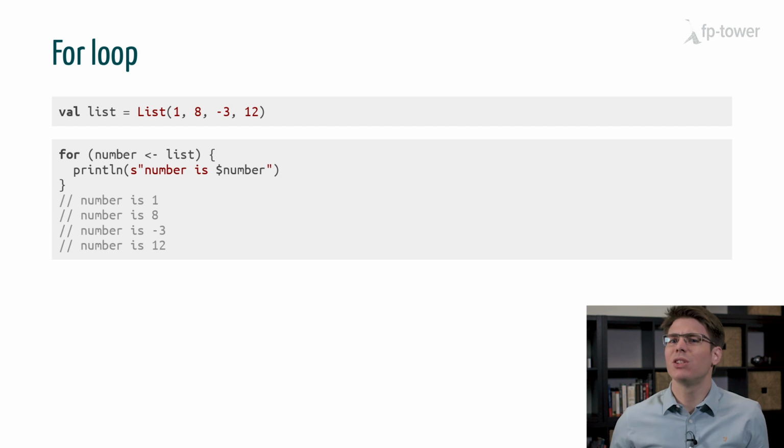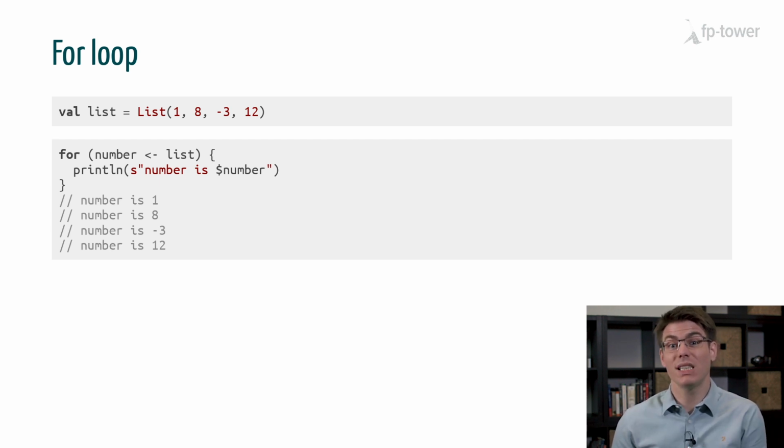So what does the for loop do? It iterates over the list by successively assigning the variable number to an element of the list. Then it executes the code block between the curly braces. Here, as you can see, we simply print a sentence. This syntax is similar to what you might find in other programming languages.